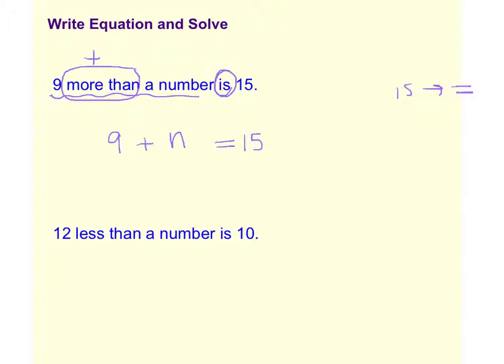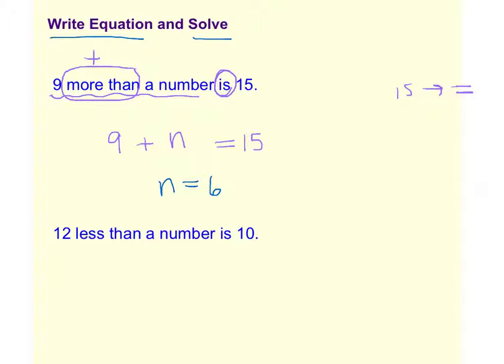Now we're just going to do the solving mentally, mental math. If we think 9 plus what number will give us 15, well, if you're at 9, to get up to 15, you would add 6. So we can say that n will equal 6. So we wrote the equation, and then we solved it.